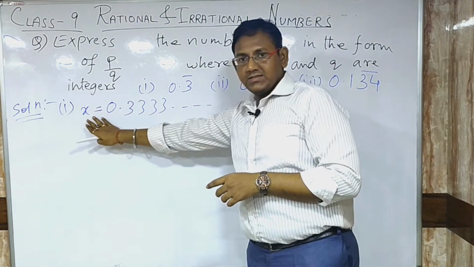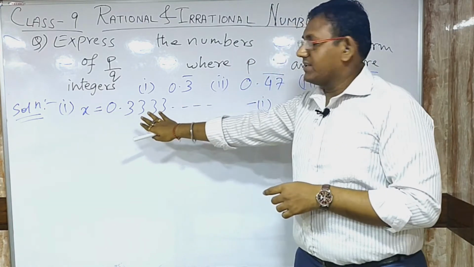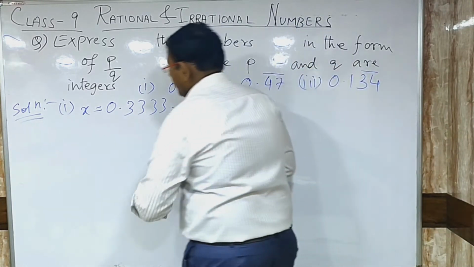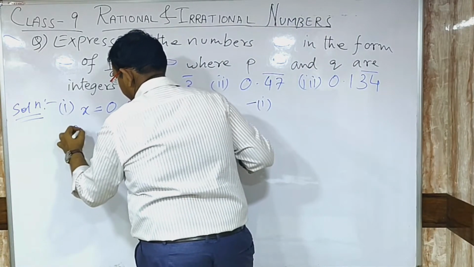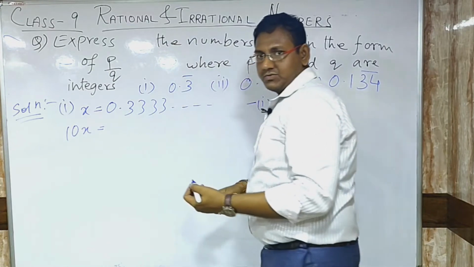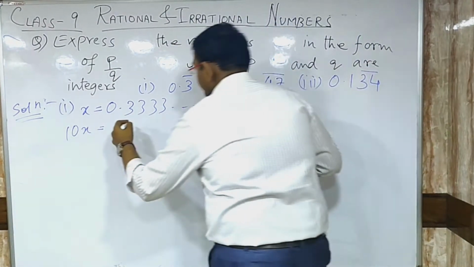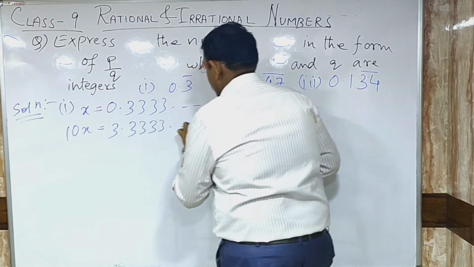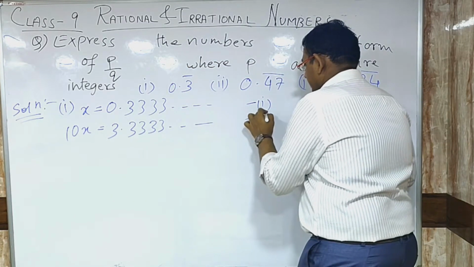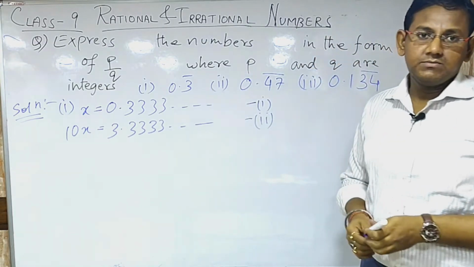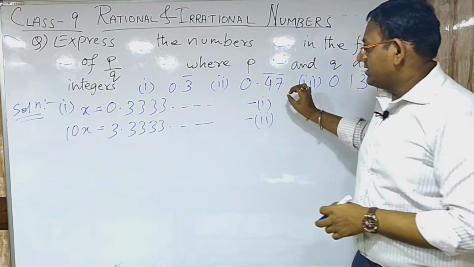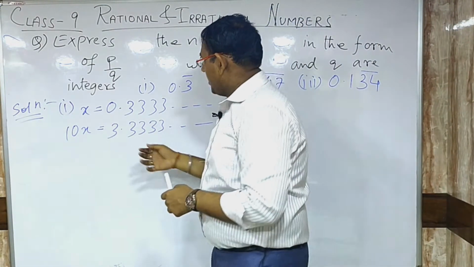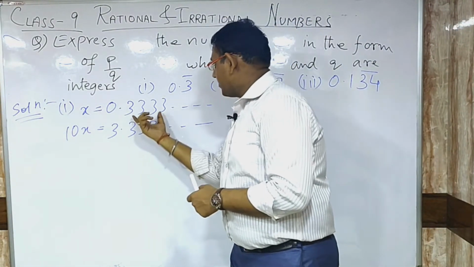Now in this particular case, we are having x, and we are considering the value of x to be 0.3333 and so on. Now let me multiply this entire thing by 10. So we are getting 10x, and 10x is equal to 3.3333 and so on. Let us consider this to be equation number 2. So we are getting two equations, equation 1 and equation 2, and in both equations the decimal part is the same.